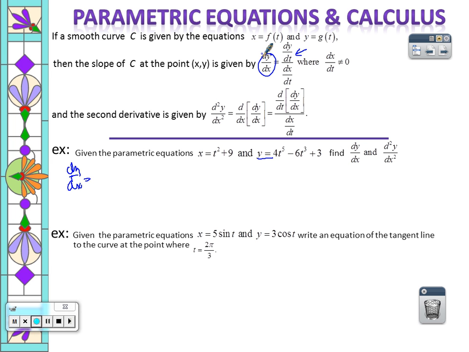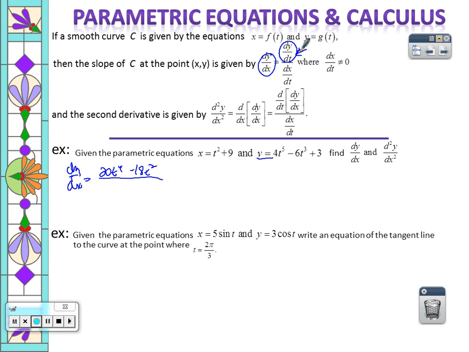dy/dx equals, I'm just going straight into this formula. We're going to take the derivative of the first one, which is 20t to the fourth minus 18t squared, and then the derivative of 3 is nothing. Notice again, the formula tells us to take the derivative of y with respect to t. That's what we just did.